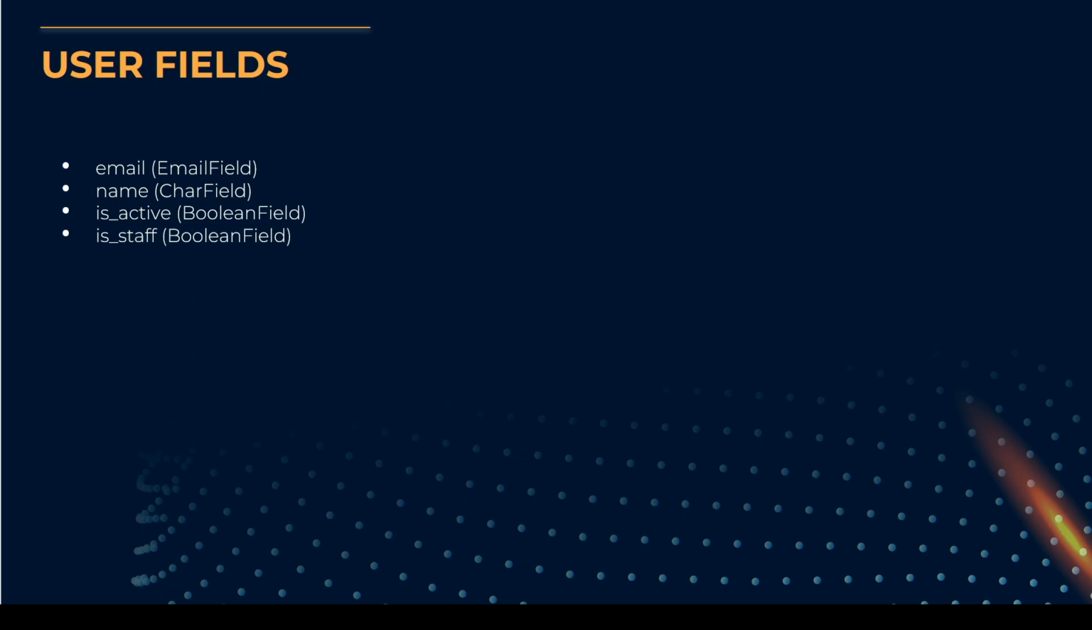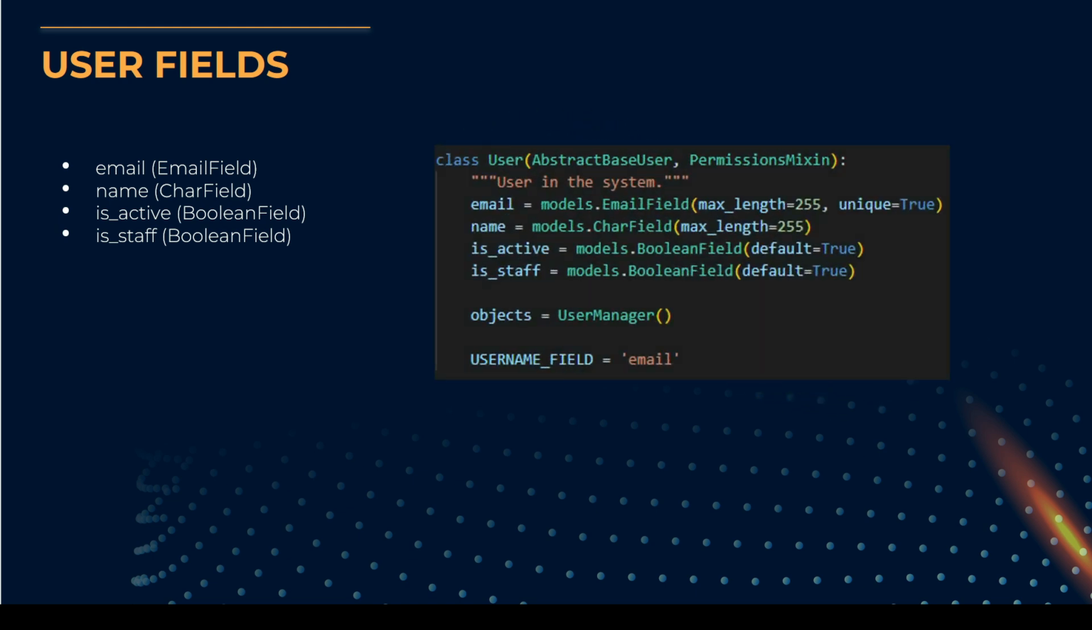Then there is is staff, another Boolean field used to determine whether the user is a staff member. This field controls whether they can log in to the Django admin. Here's a small part of the user model that we are going to create in the next video. So that's everything that we are going to be defining for our user model.